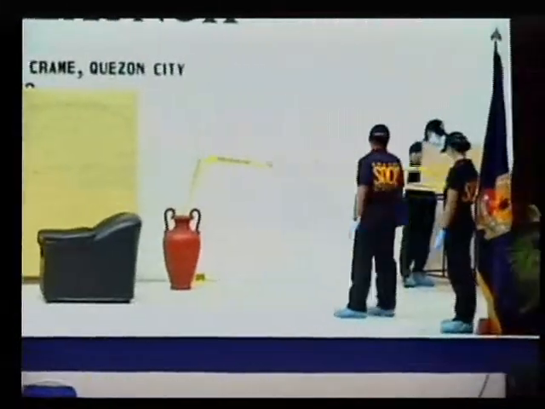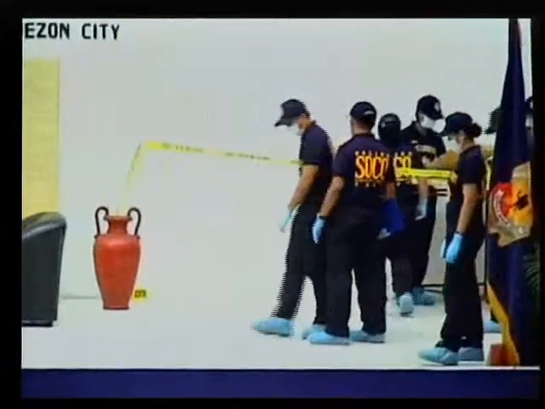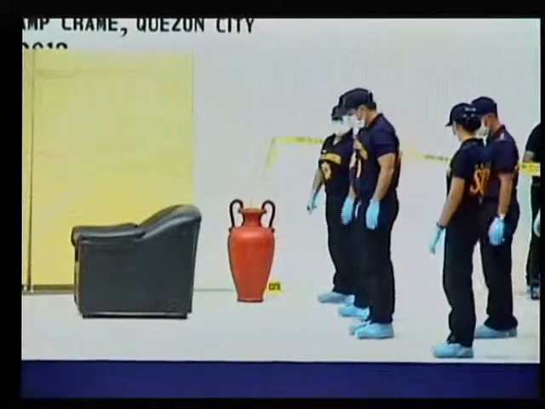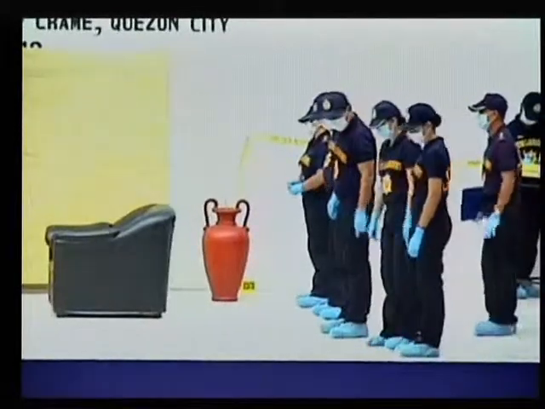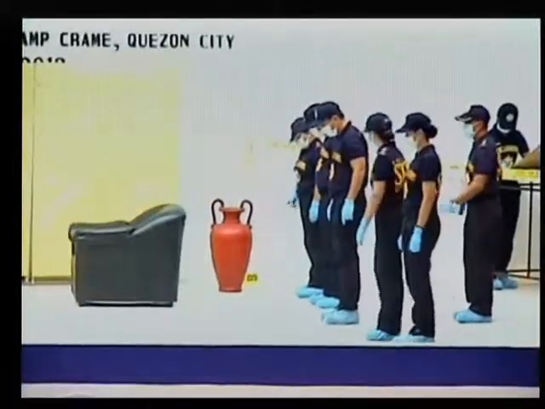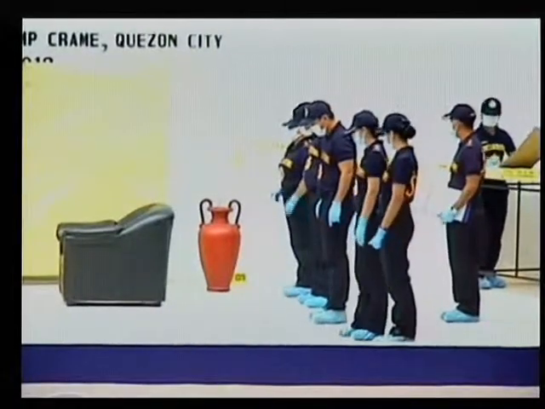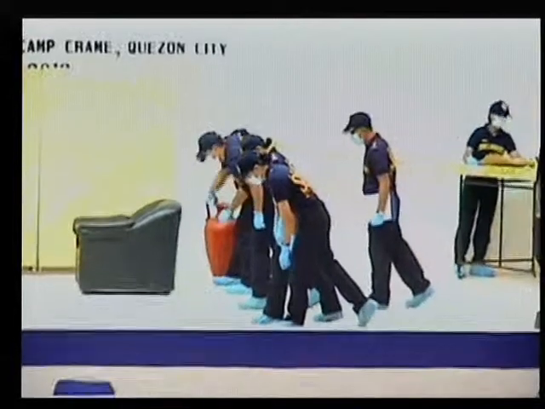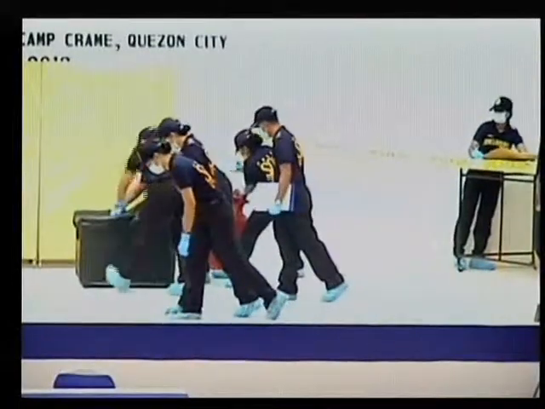Each member assumes an position side by side with each other within an arm's length apart or tapping distance, while the team leader positions behind the members to have better visual and command control of its members. Searchers move forward upon the command of the SOCO team. Searchers focus only on the area in front of them.